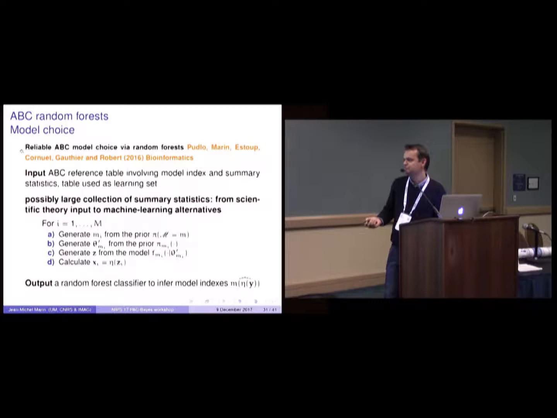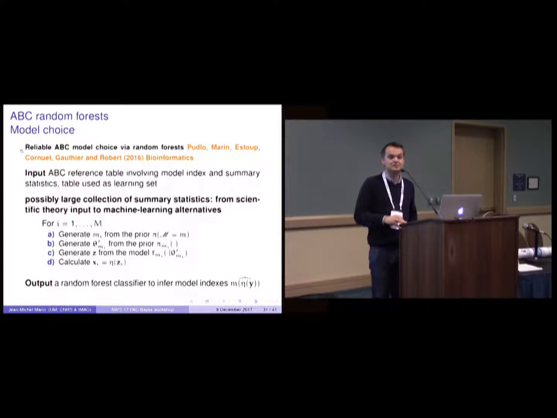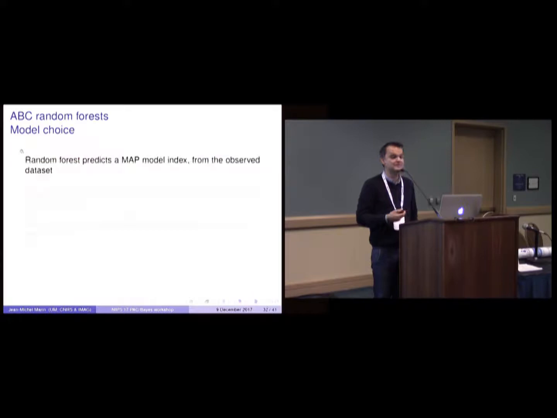Because selecting a model is a classification problem, you have to assign the observed data to a class. A class is a model. And to do that, we simulate your learning set using the Bayesian model, using the prior and the likelihood. And then you learn on the table you have simulated. It's extremely simple.